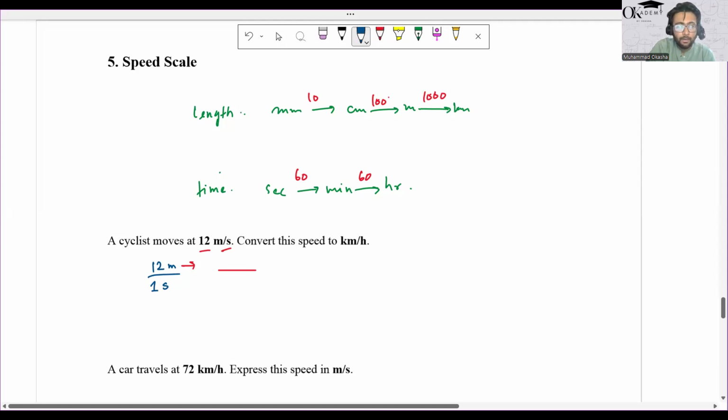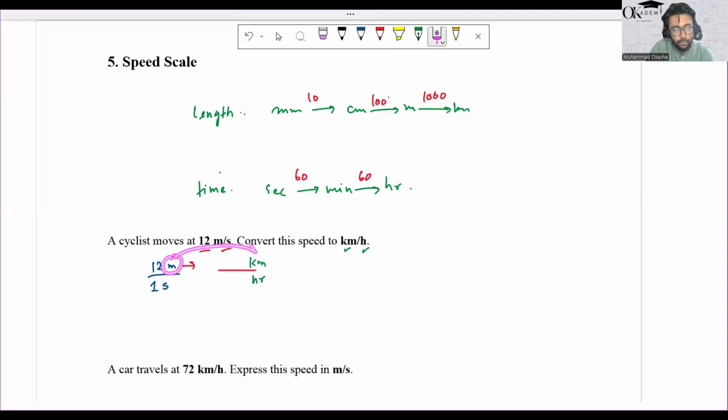Okay. Now, follow the same conversion ratios that we used before. You want to convert this into kilometers per hour, so write kilometer over here, hour over here. So in the numerator, you're going from meter to kilometer, which is divide by 1,000. So you'll take this number 12 and divide by 1,000. Do it very, very carefully in the calculator.